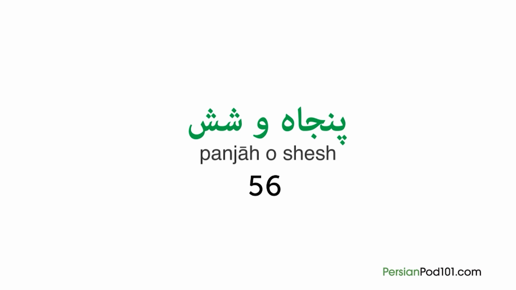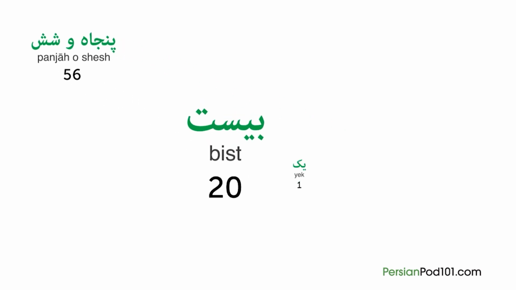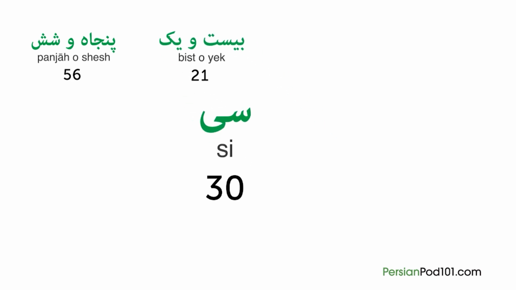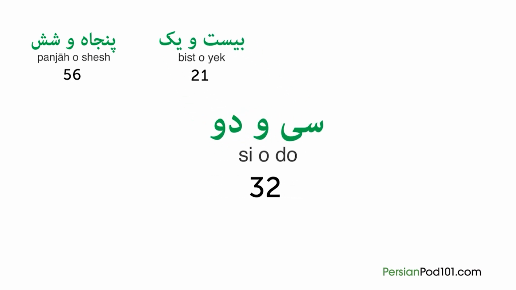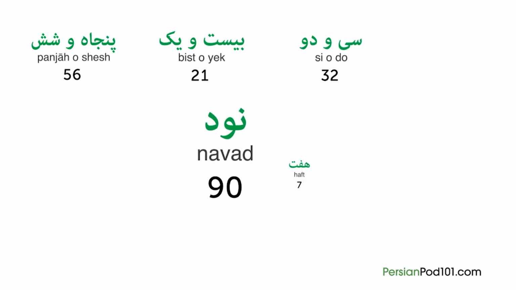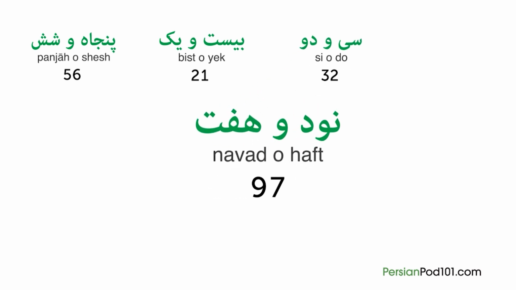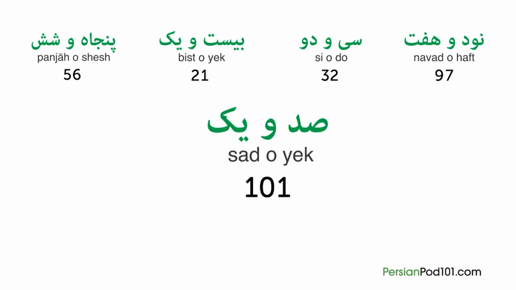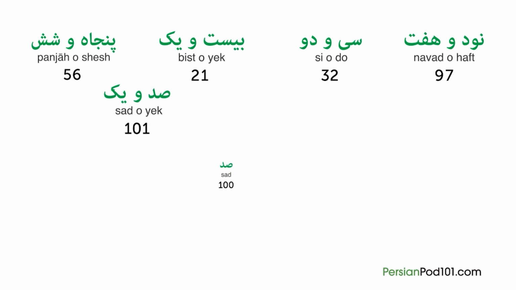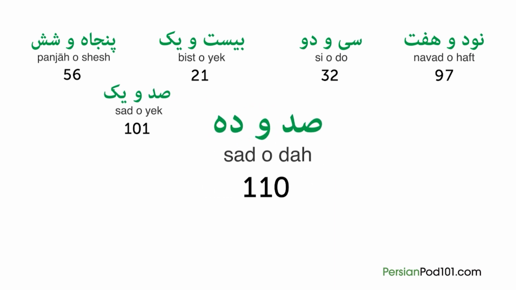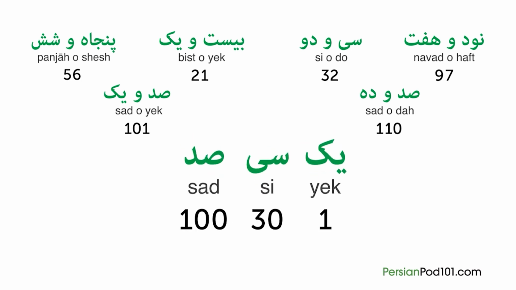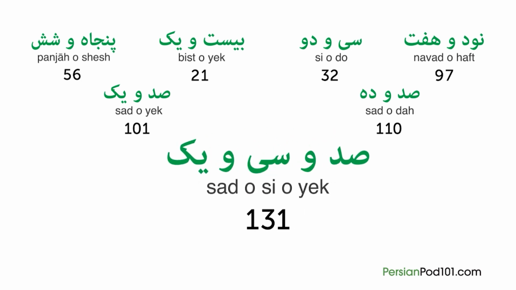Let's make some more numbers. 21, bistoyek. 32, siodo. 97, navadohaft. 101, sadoyek. 110. 131. Now it's time for Anita's advice.